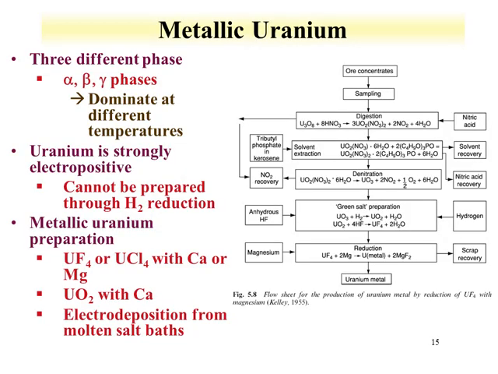Metallic uranium is also a potential nuclear fuel. And as we'll see with some of the other actinides, the metal phases of the actinides can be very complex. Uranium has three phases, alpha, beta, gamma. They dominate at different temperatures. Uranium metal itself is strongly electropositive. That means that it cannot be prepared through reduction by hydrogen.